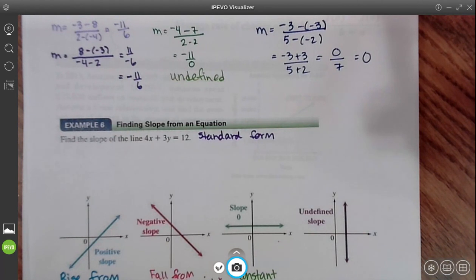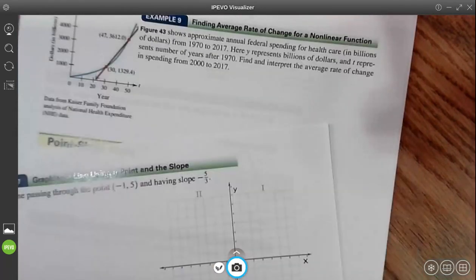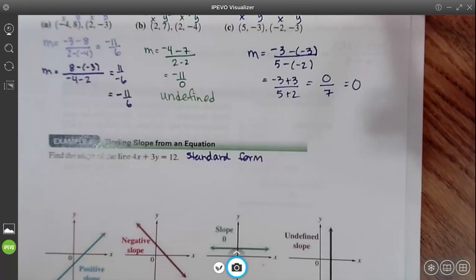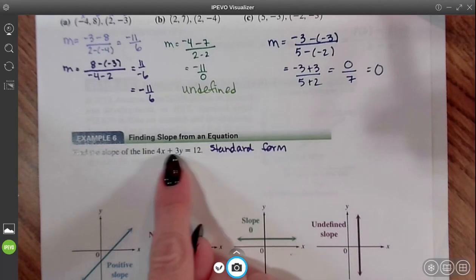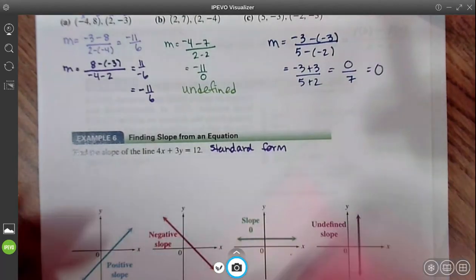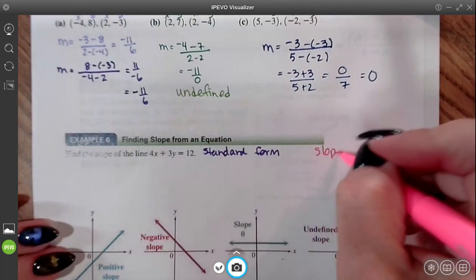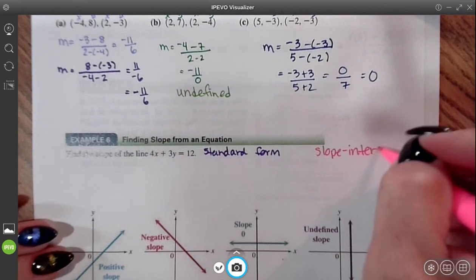One way for us to find the slope would be to rearrange it into slope-intercept form, which we're going to talk about a couple pages from now. I'm not really certain why they put that right here in the notes, but we'll figure it out. So in standard form, we have ax plus by equals c. We are going to rewrite that into slope-intercept form.